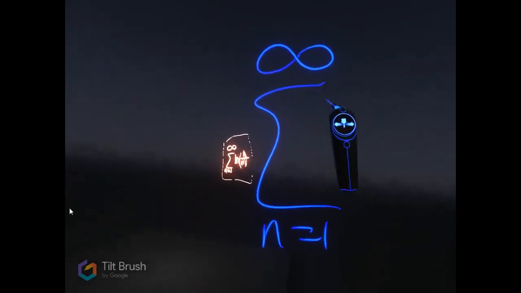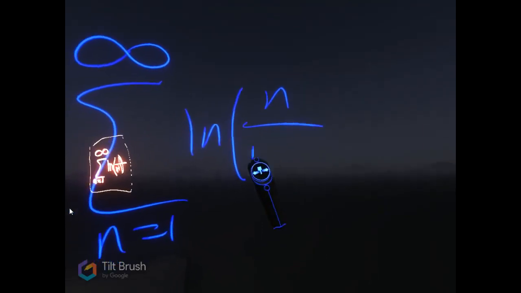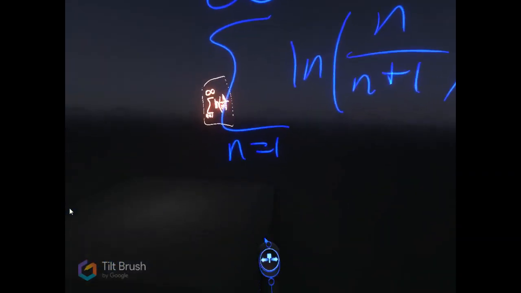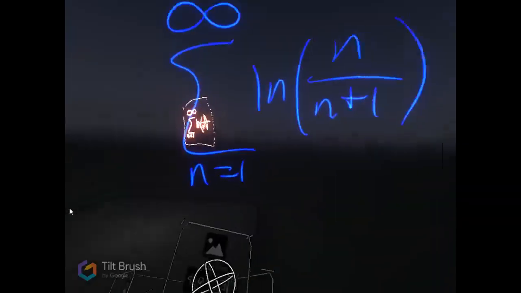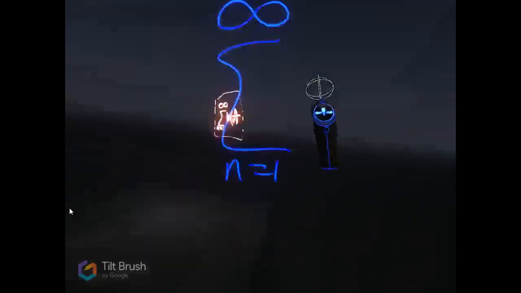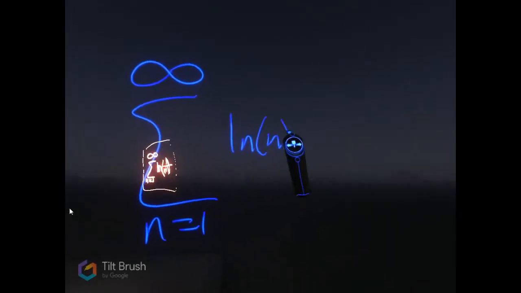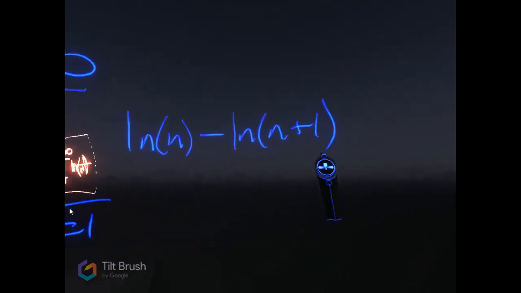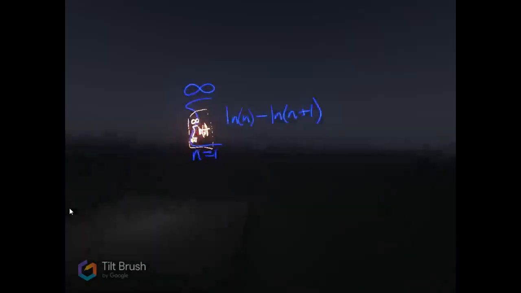So let's try to do it without the sums. We start with this guy, right? And yeah, we'll split it. Let's just write it split up, that makes more sense: ln of n minus ln of n plus 1, right? So then we think about this for a sec.